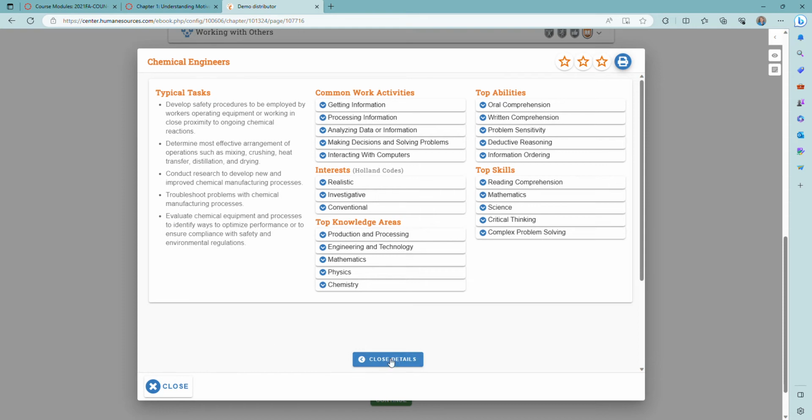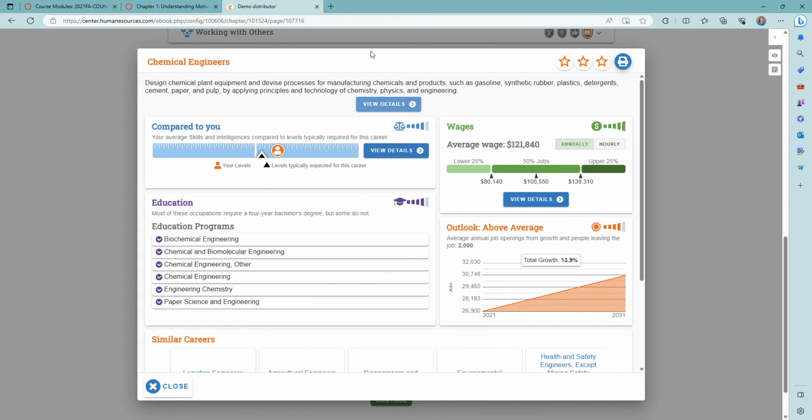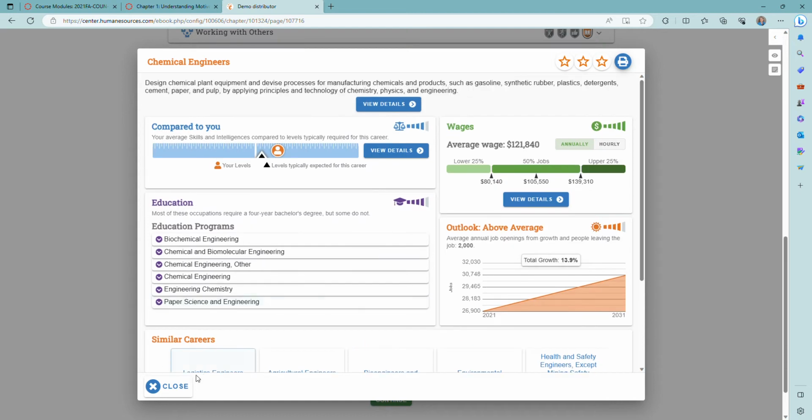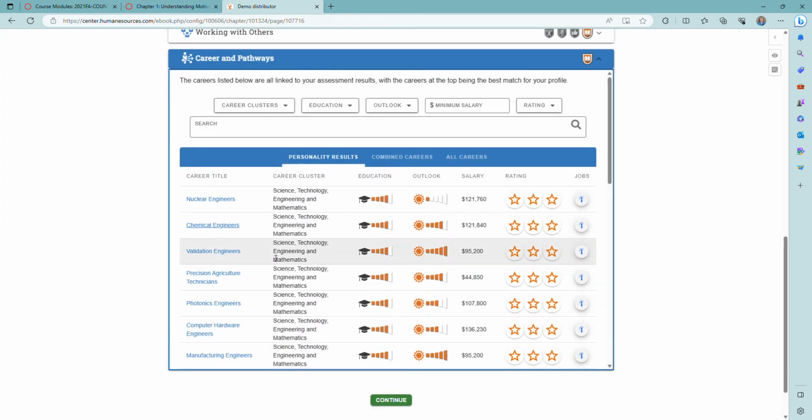It's valuable for doing career research. How does it compare to my interests and skills? What are some educational programs? What are wages? What is the career outlook? What are some similar careers so I could continue doing research on this?